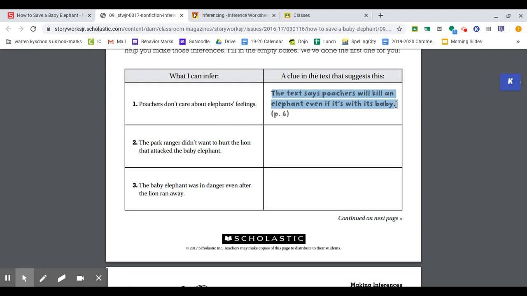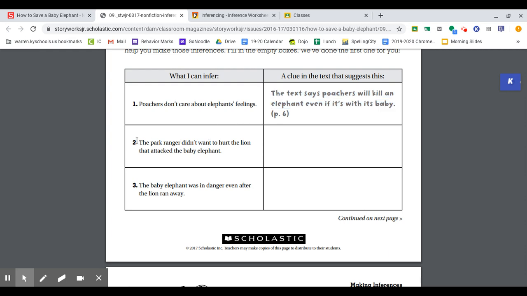They went back in the text and found where it says, the text says, look at those words. It's a great way to start each of these. The text says, poachers will kill an elephant even if it's with its baby. So that is proof that they do not care about elephant feelings. You're going to go back and find a sentence, just one sentence from the text to support each of these inferences that they give us.